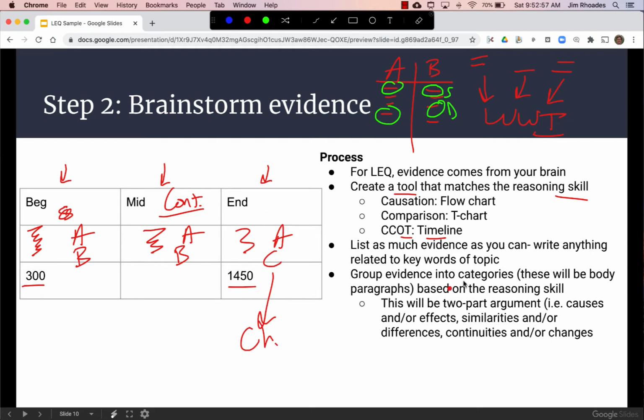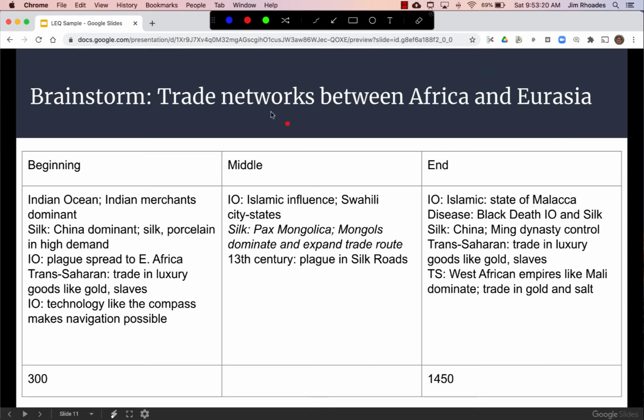Once I figure that out, those are my categories of analysis, which will be my 2-part argument that I will use again for my body paragraphs. And those categories should always be based on that skill. So for this prompt, we'll talk about continuity and change, and that's why it was important for me to think about which of these 3 am I dealing with in this prompt.